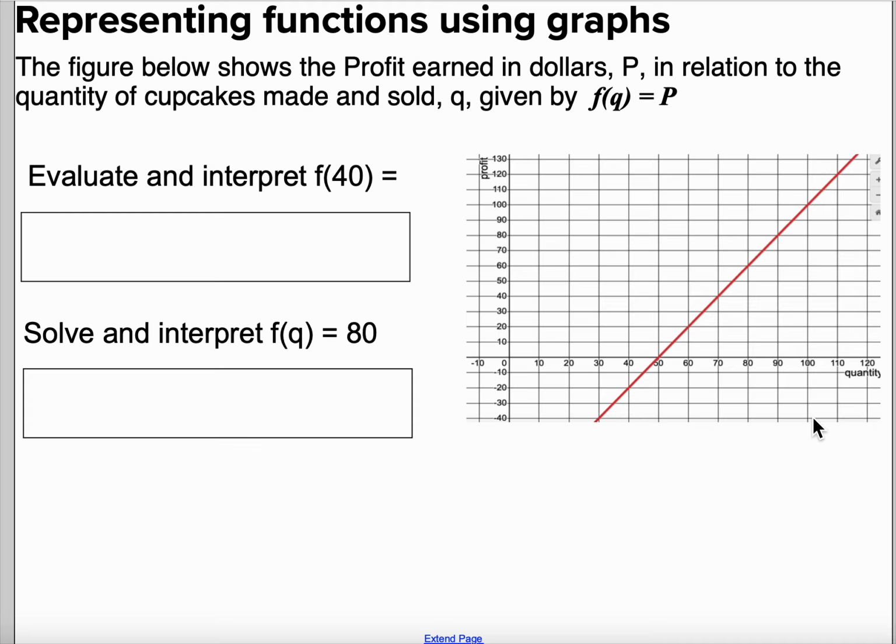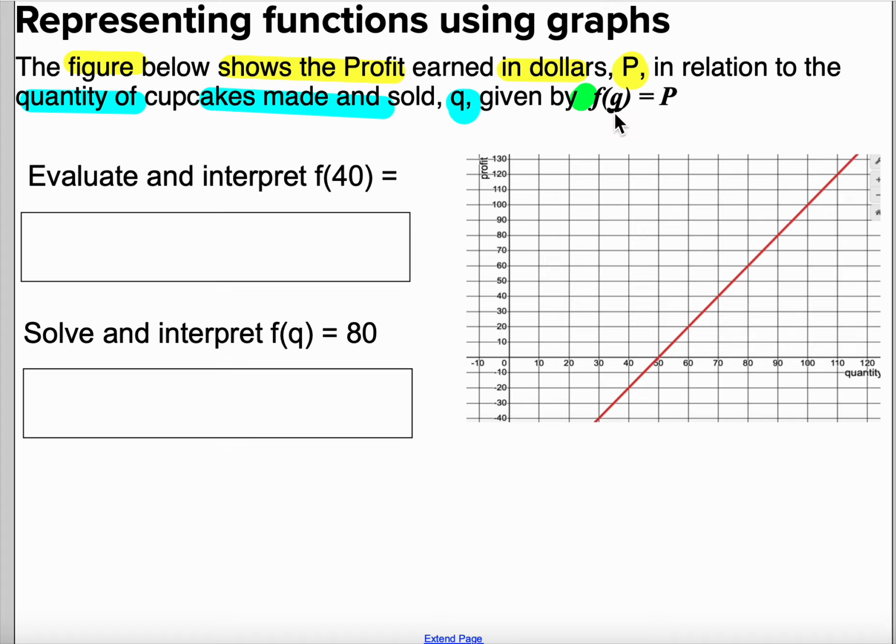In this example, we're going to look at a function that is represented graphically, and then we're going to evaluate and interpret, and solve and interpret. So in this particular problem, we're given the figure here, which is down below, and it gives us the profit earned in dollars, and it tells us that's P, in relation to the quantity of cupcakes made and sold, Q. And then it tells us that this is represented or given by F of Q equals P. So that gives us a lot of information here.